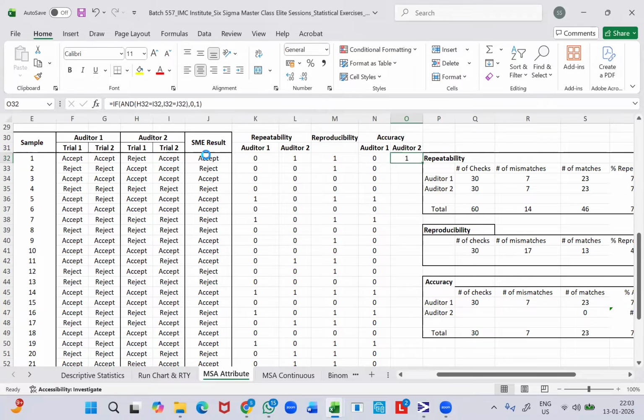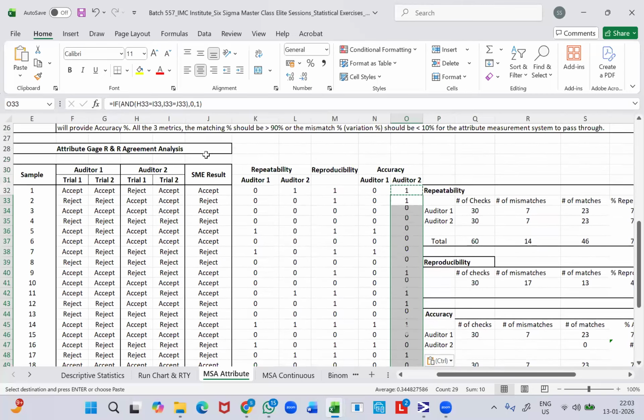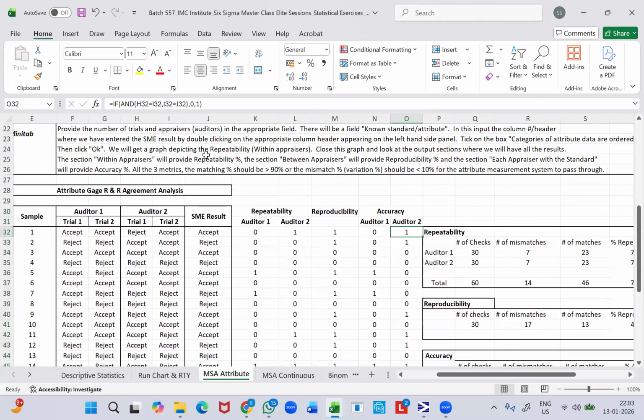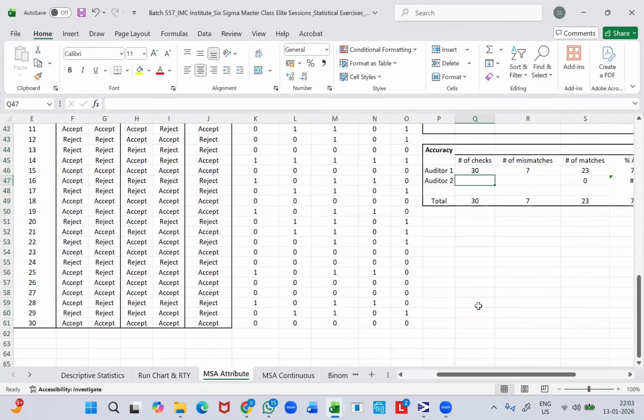I can just copy paste this formula for all the other 29 sample data points. That's it. Count the number of mismatches. How many are there? 11 are there. So as far as accuracy is concerned, auditor 1's performance seems to be much better than auditor 2. It's comparatively better. We'll not say that auditor 1 has passed the criteria. So auditor 1 has also failed in that criteria. So auditor 2's performance is much worse compared to that of auditor 1.